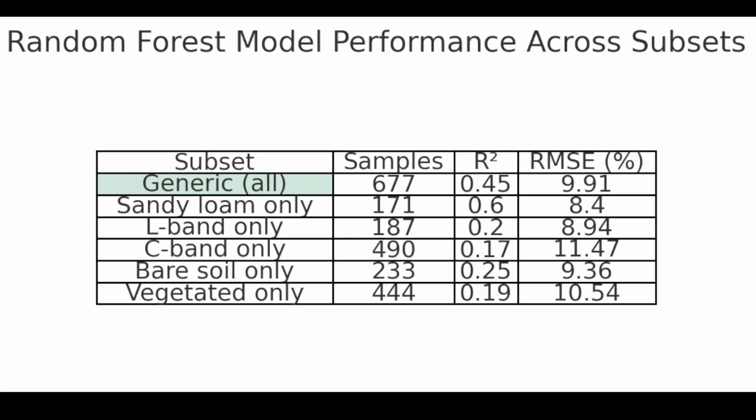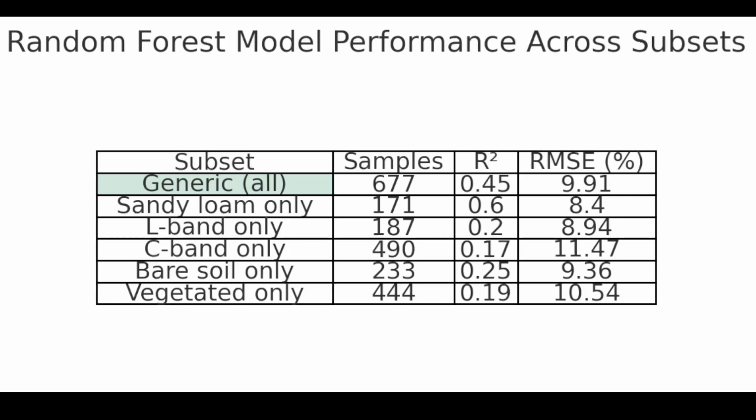So what you see is the generic model with all 677 samples had an R square of 0.45, but the sandy loam, the specific model that was trained on sandy loam, only that model achieved a higher R square than the generic model of 0.6, and the rest of the soil texture was far below that, which is not shown here in the table. This was the best performing model, and if we look at the model splits by SAR band, the L band and the C band only, their R square was actually 0.2 or 0.17, much lower than the generic model and nowhere near the sandy loam result.